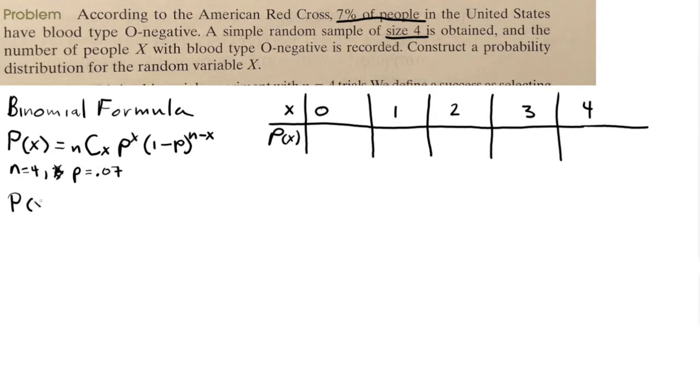P of x is going to be 4 C x times p to the x times 1 minus 0.07 to the 4 minus x. Okay. Let's keep in mind this 1 minus 0.07 here is really 0.93, so I'll just mention that right there.